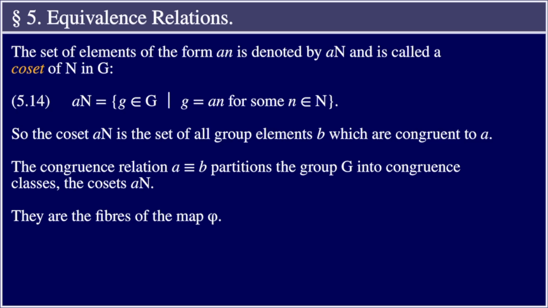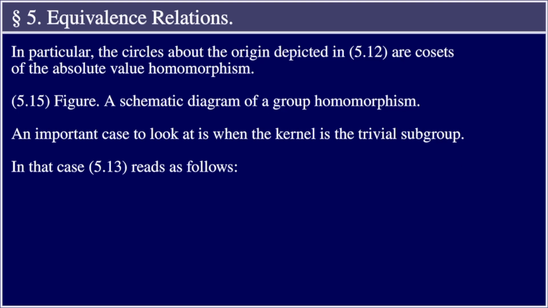The set of elements of the form a n, denoted by aN, is called a coset of N in G. 5.14. aN equals the set of b a member of G such that b equals a n for some n a member of N. So the coset aN is the set of all group elements b which are congruent to a. The congruence relation a congruent to b partitions the group G into congruence classes, the cosets aN. They are the fibers of the map phi. In particular, the circles about the origin, depicted in 5.12, are cosets of the absolute value homomorphism. 5.15 figure, a schematic diagram of a group homomorphism.